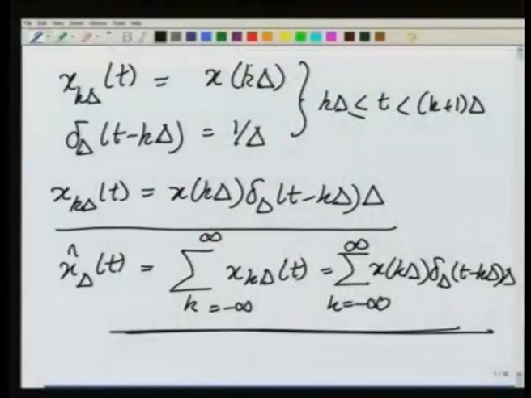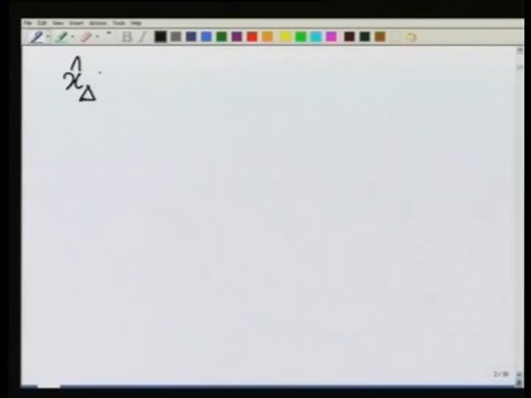If our exercise was only to represent the staircase approximation, then we have already achieved our objectives. We have now a means of representing x hat delta of t in terms of shifted and scaled approximate impulses, but we have still got some distance to go from here, because we actually want to express x t in terms of x hat delta of t. So, x hat delta of t is not good enough.